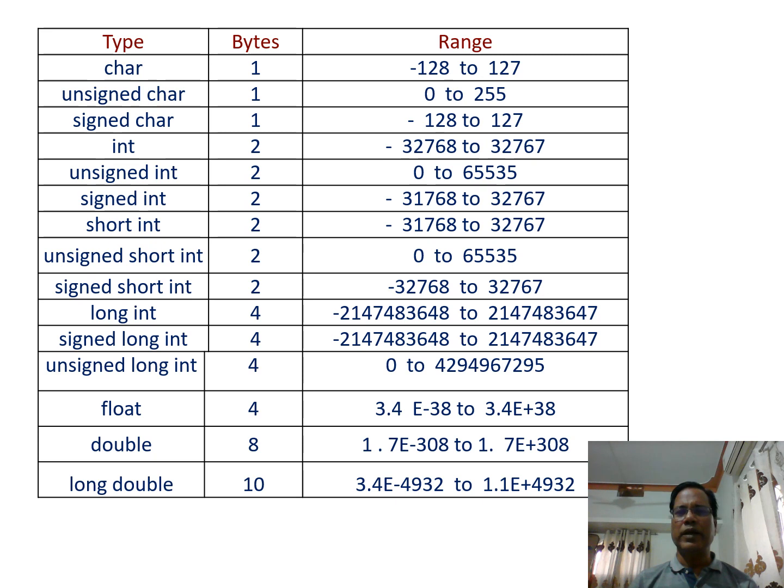it ranges from -32,768 to 32,767. So in this way, this table shows various data types together with the modifiers for different specific purposes, how many bytes of memory are needed, and also the range of the particular data type.